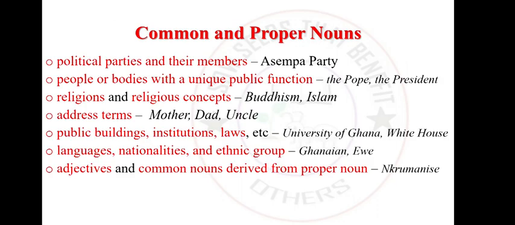Let's see this one too. So, religions and religious concepts, Buddhism, Islam, Christianity, they are all proper nouns. I mean such names when you are writing. Then, names that we use as a form of address. The name may be a common noun, but depending on how you use it, it becomes a proper noun. So what we mean is, a word like father, you know that it's a common noun in one aspect, but it's a proper noun in another aspect.